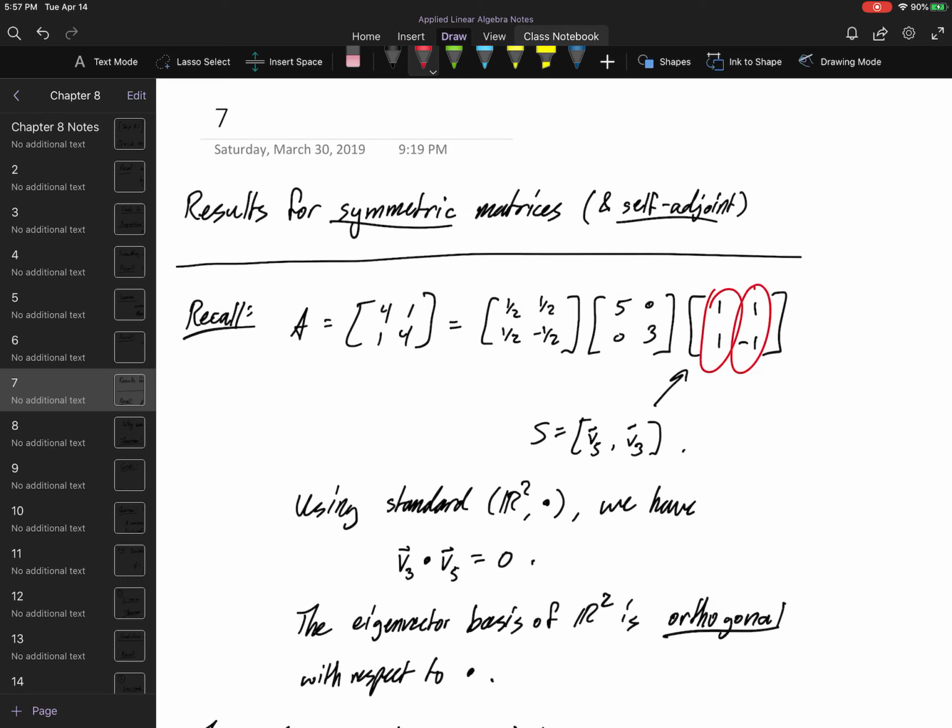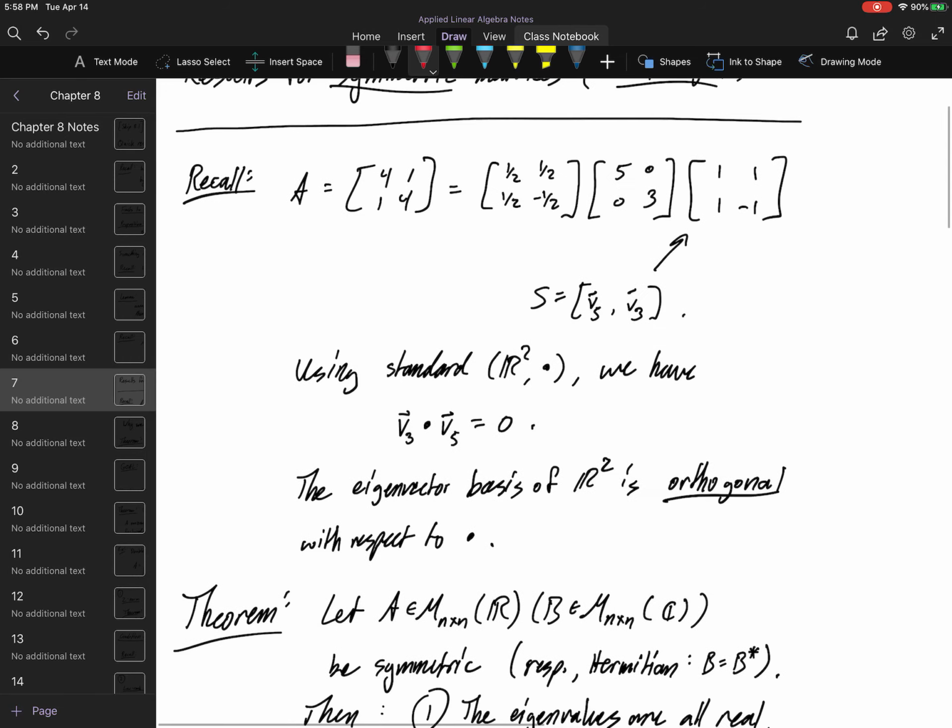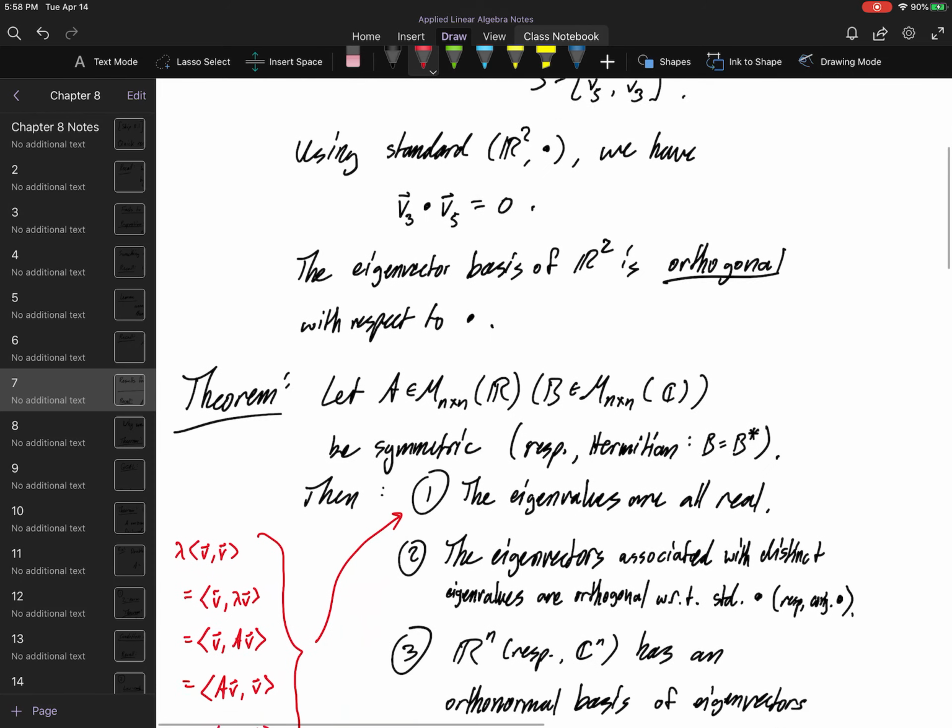If we use our standard inner product space for R2, notice that these two vectors, v3 and v5, are actually orthogonal to one another. So not only do we have a linearly independent set of eigenvectors, these are even better behaved. They are orthogonal. So this is an orthogonal basis. And we know from chapter 4 how much we like orthogonal bases.